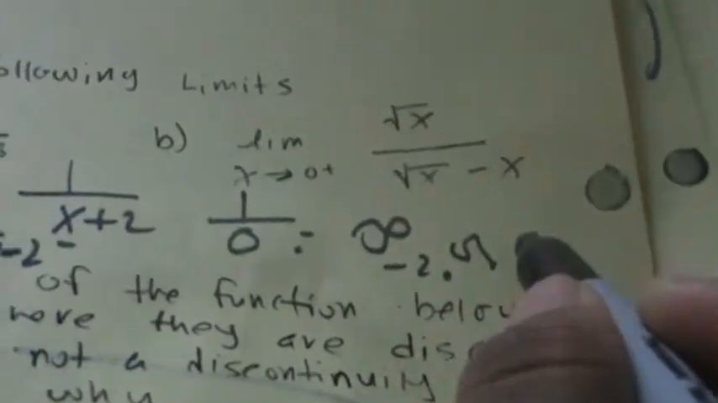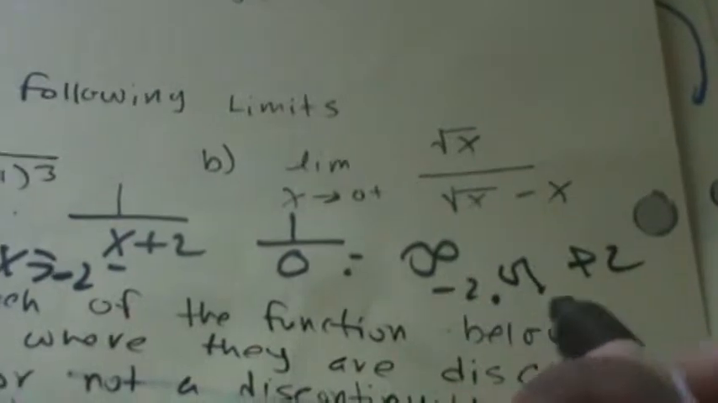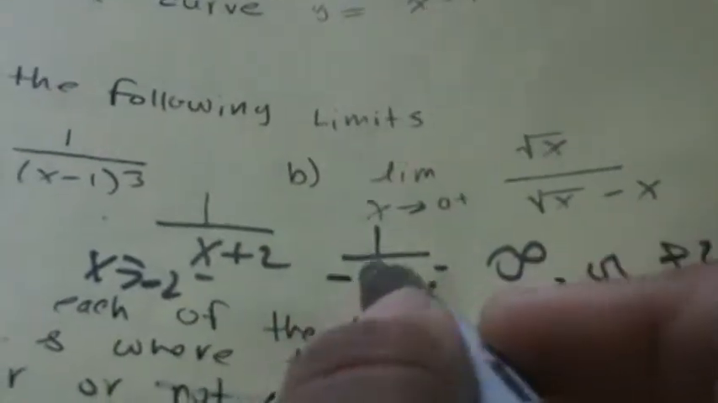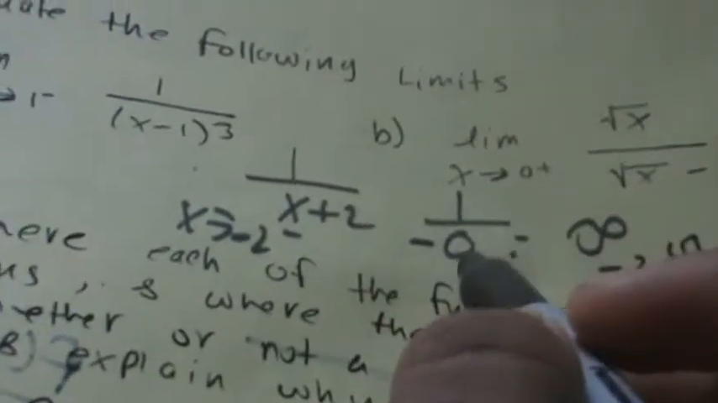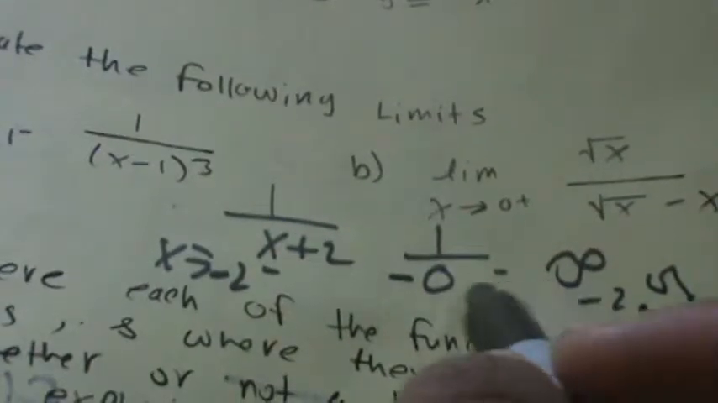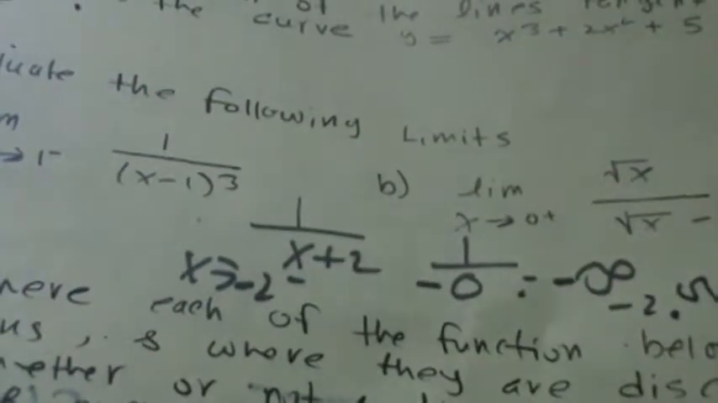So it's -2.01 plus 2. Basically you end up with a -0 at the bottom. I know 0 cannot be negative, but you end up with a negative answer, and that's why your answer is not positive infinity, it's negative infinity.